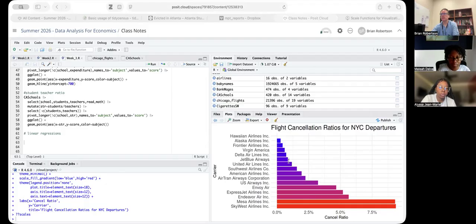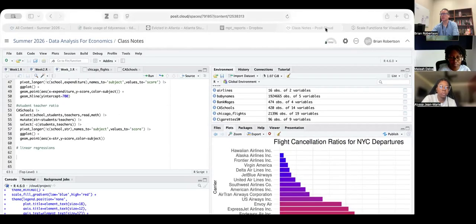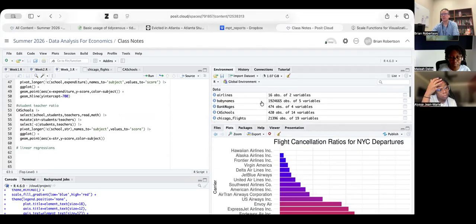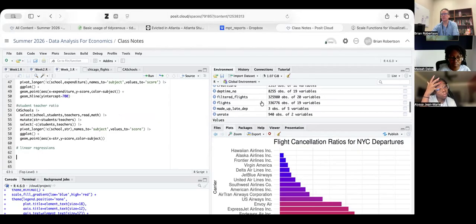Let me see. All right, going over my notes here, make sure we're on the same page. Good cancellation ratios. Is that right? All right. Let's look at, do I have flights loaded in here? I should. Flights. Yes, I do. So let's start with flights. What do I want to plot?